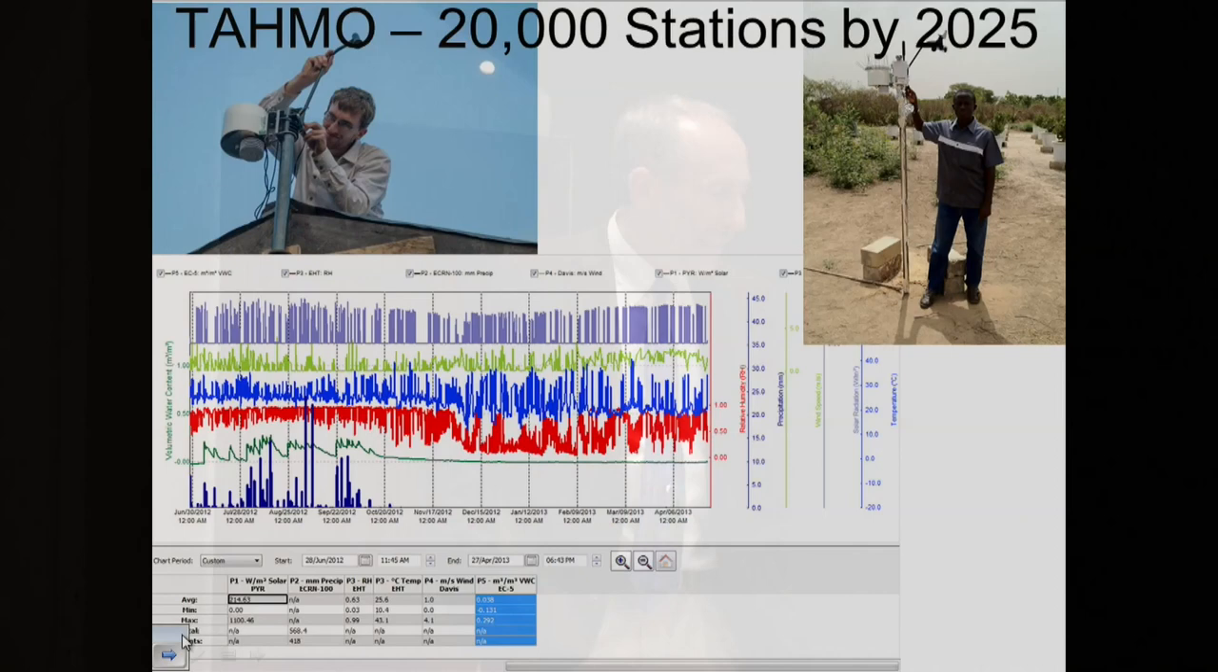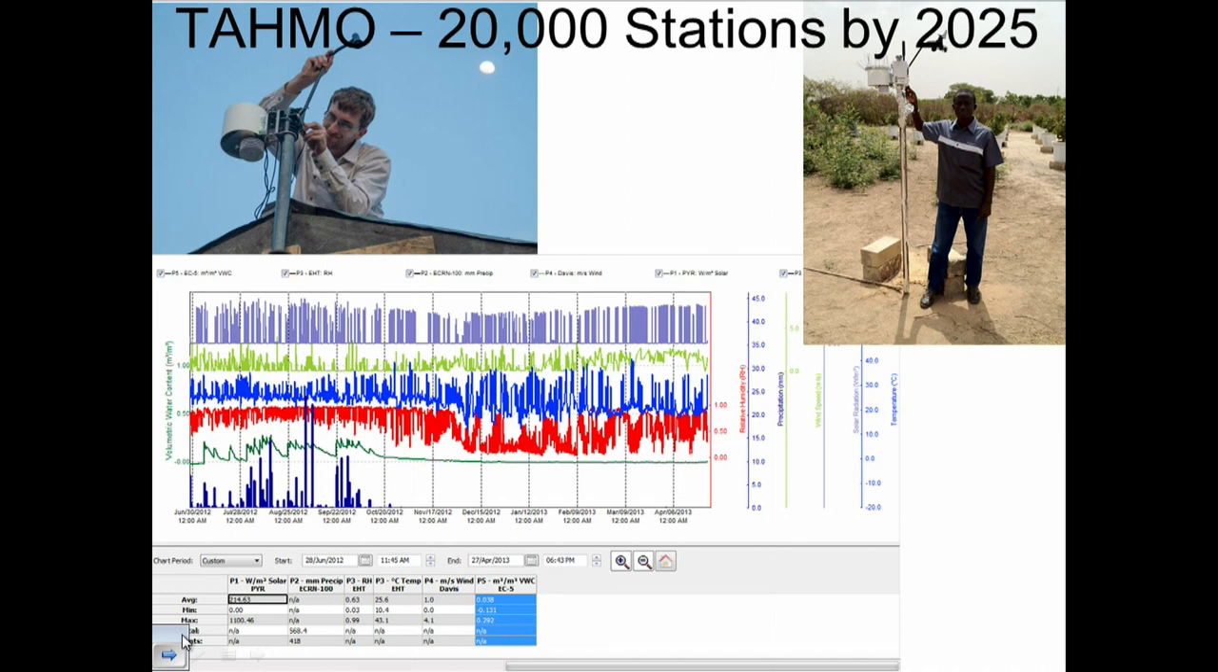Is that acceptable? Is that intelligible in this day and age? When Africa is covered with cell phones? When everything is self-reporting? When a weather station costs a few $100s? Isn't it incredible? And yet, year to year, we persist in this situation. Well, the TAHMO, the Trans-African Hydrometeorologic Observatory, intends to install 20,000 stations by 2025. And we have stations now operating in about 8 countries. And our goal for this coming 2-year period is to get East Africa instrumented with several hundred stations.